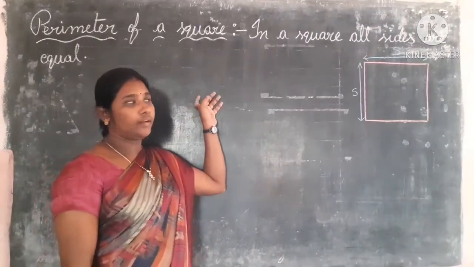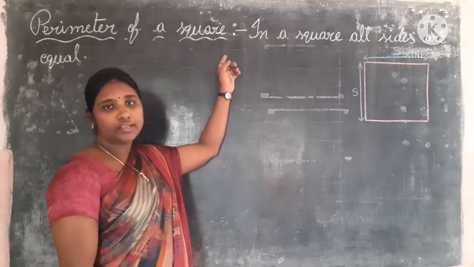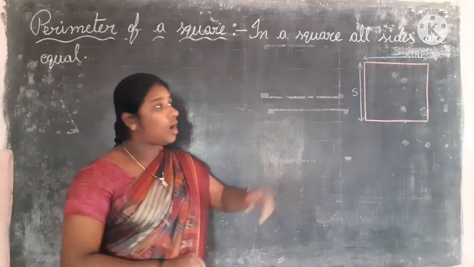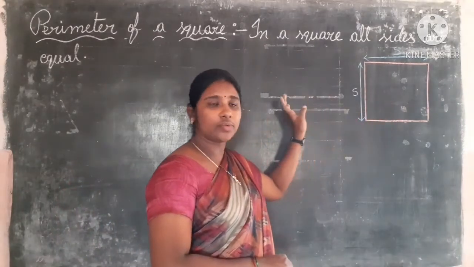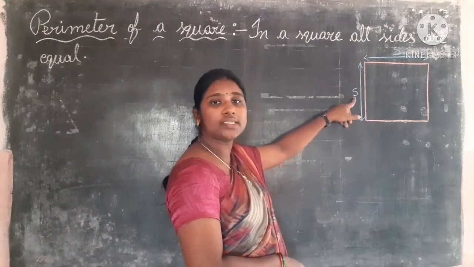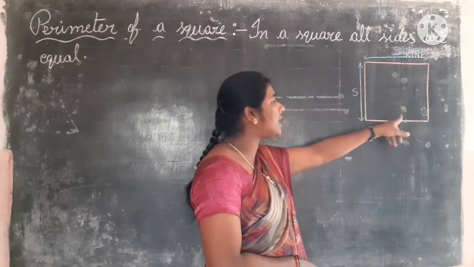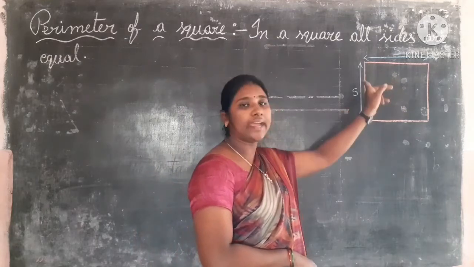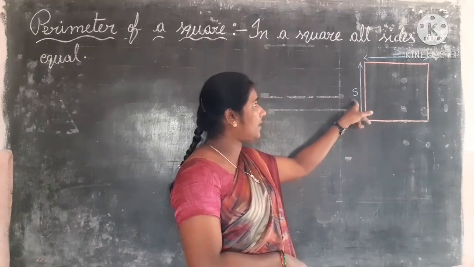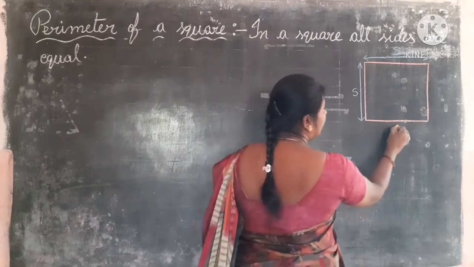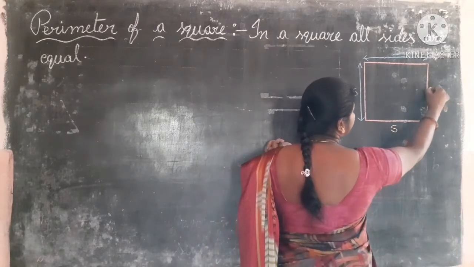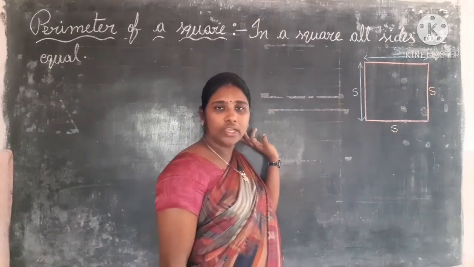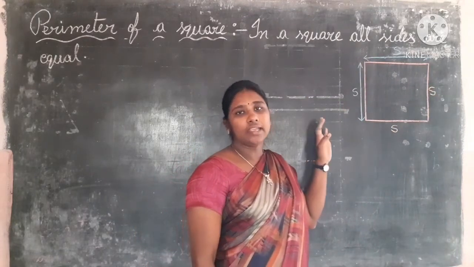Next one is the square. Now we have to find the perimeter of a square. In a square all sides are equal. Suppose S is for side. How many sides does a square have? 4 sides. In a square all these sides are equal. So it is S, it is S, and this is also S, and this is also S. In a square, all sides are equal.